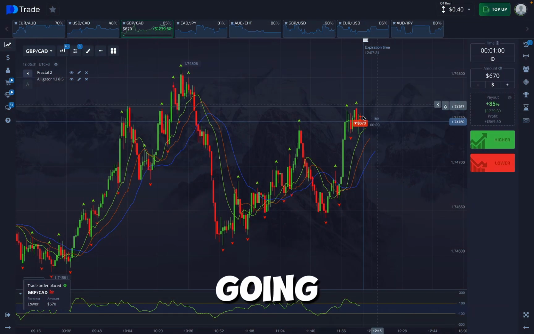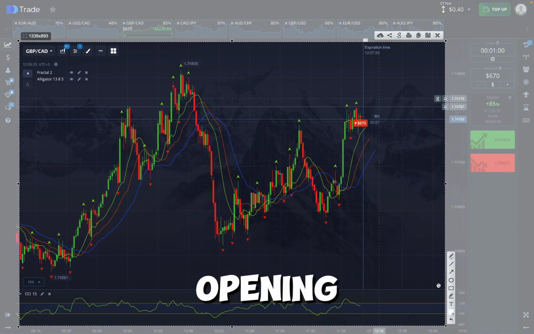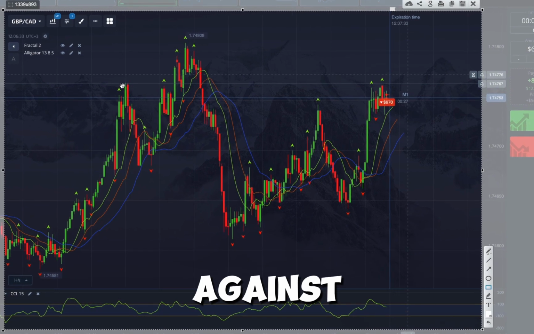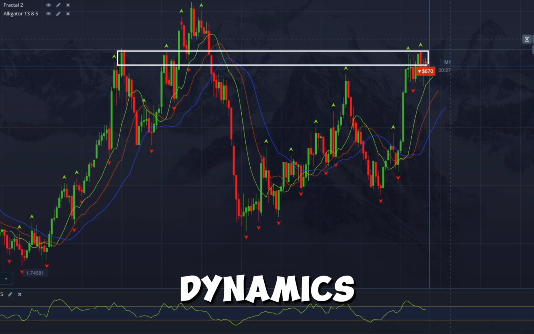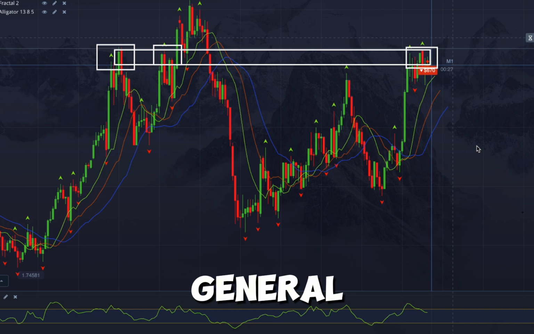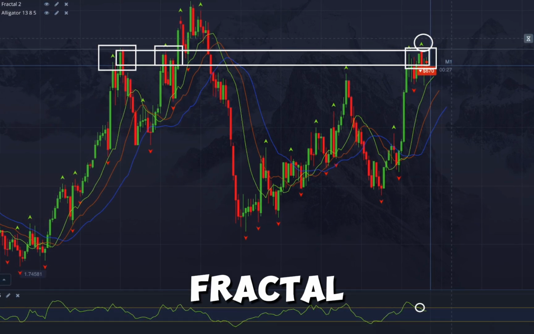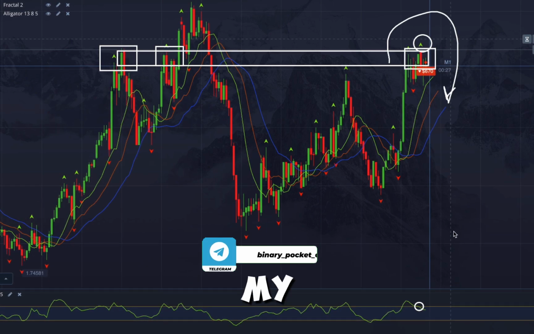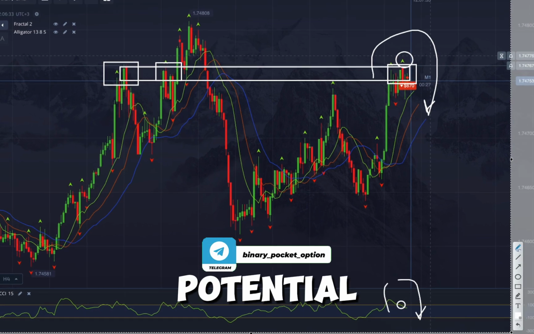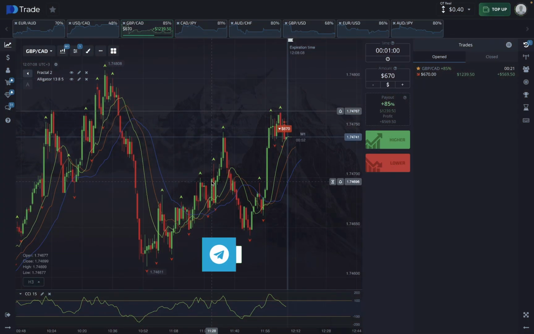And here I'm going to open a trade down. I'm not using the alligator here. I'm opening a trade here against the direction of the trend dynamics. Here, there are also good touch points. In general, also, here earlier there was an update of the local maximum on the fractal. The exit from the overbought area on my oscillator, there is a potential for further downward price movement. Let's see the result.